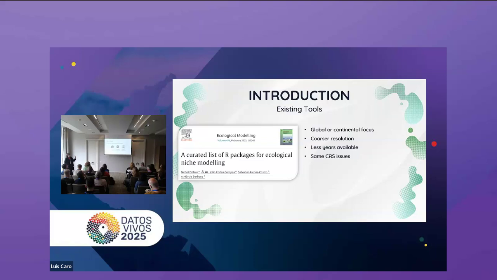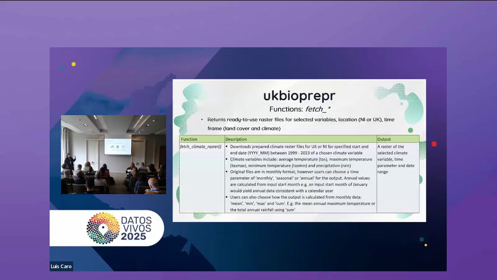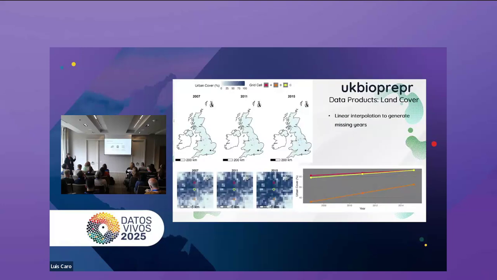So I started looking for existing tools. This fantastic paper that was published 2 years ago published a list of 60 R packages, all to do with ecological and biodiversity modelling. But of the 60, only 3 of them were to do with environmental data preparation. And I found that they all had the same issues that I was facing.